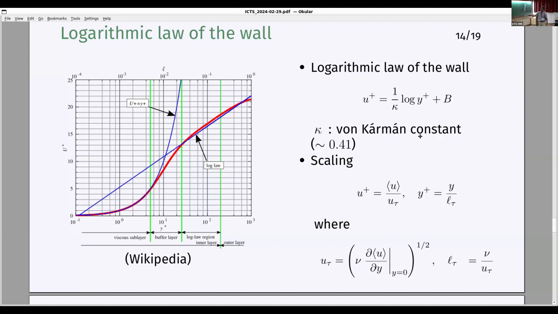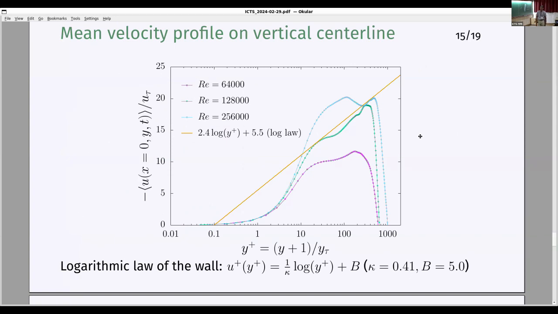So I calculated those u tau and L tau in the cavity flow and normalized it. This is the result. This is for the smallest Reynolds number, and this blue is the highest. For some particular Reynolds number, it happens to be very close to the so-called logarithmic law of the wall. This orange line is the logarithmic law of the wall.